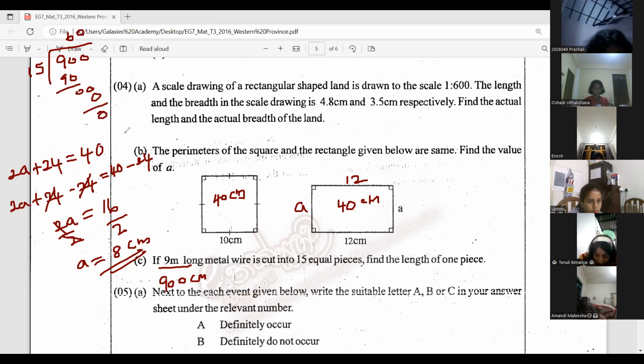So what is the answer? 60 centimeters. It is the answer for part C.